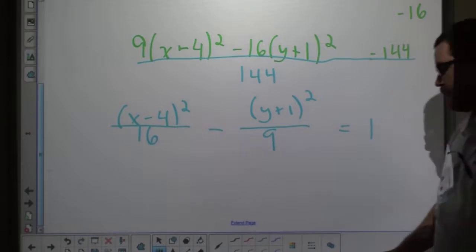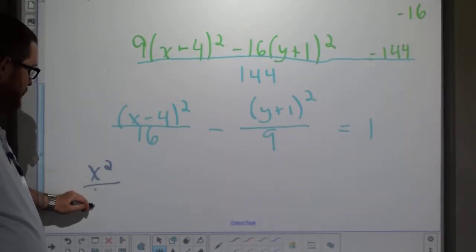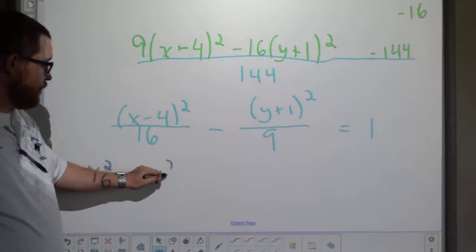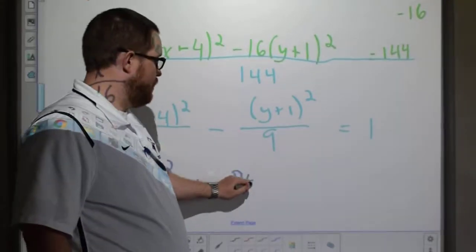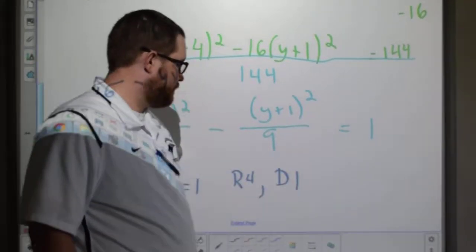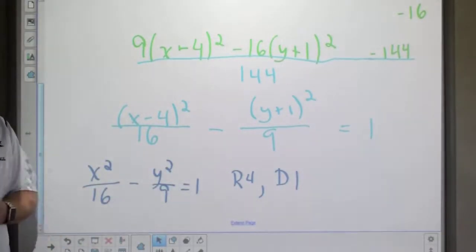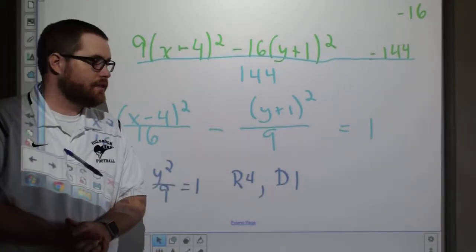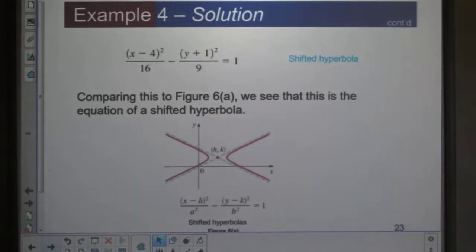Now I have the hyperbola I'm going to work with. What am I really going to think about? I'm going to think about x squared over 16 minus y squared over 9 equals 1, but it's been moved to the right 4 and down 1. So I'm going to answer all of my questions based on this, but then I'm going to add 4 to all the x's and subtract 1 from all the y values. So that's what my graph's going to look like now, because it went right 4, down 1.